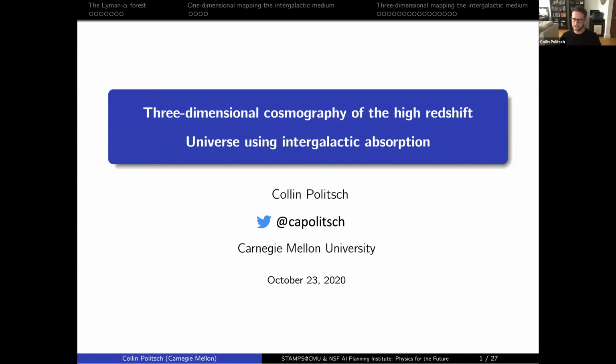As Anne said, this is work that I've been working on for a very long time on three-dimensional mapping of the universe via the Lyman alpha forest, more specifically mapping the intergalactic medium. Let me just parse this title because I know we have a very interdisciplinary audience here. Three-dimensional cosmography just means three-dimensional mapping of the universe. The high redshift universe means the very distant universe, or analogously the early universe, and using intergalactic absorption means that I'm going to be using spectroscopy here and analyzing the absorption features in the spectra of high redshift objects.